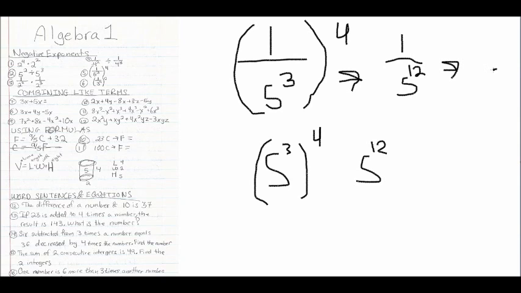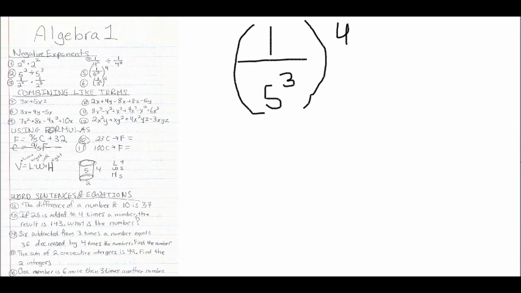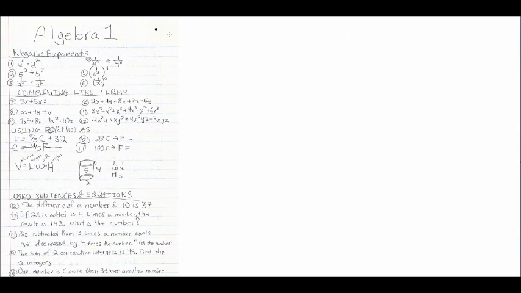Likewise, in this scenario, same rules apply, except we have a fraction. It will be 1 over 5 to the 12th power. And if I were to ask you to write as a negative exponent, it would be 5 to the negative 12th power. All right? Very good.